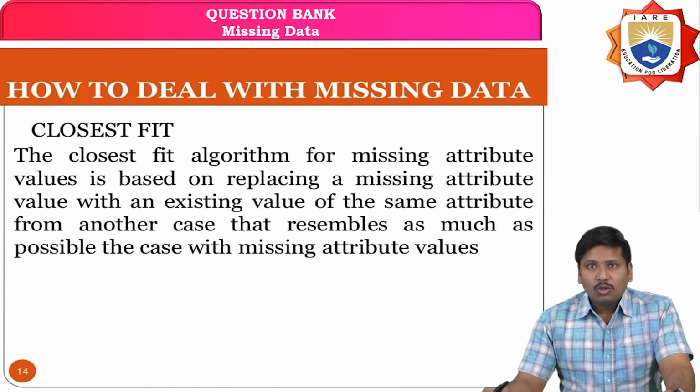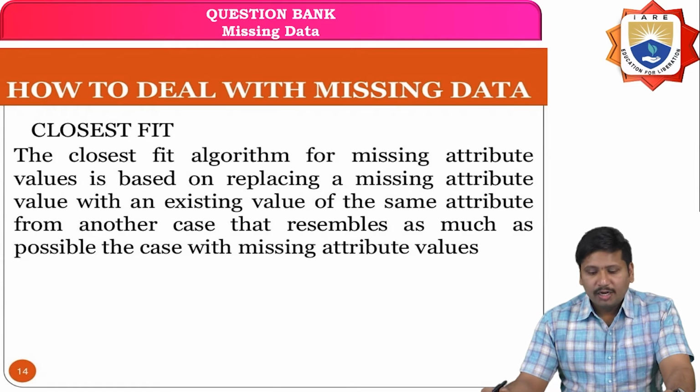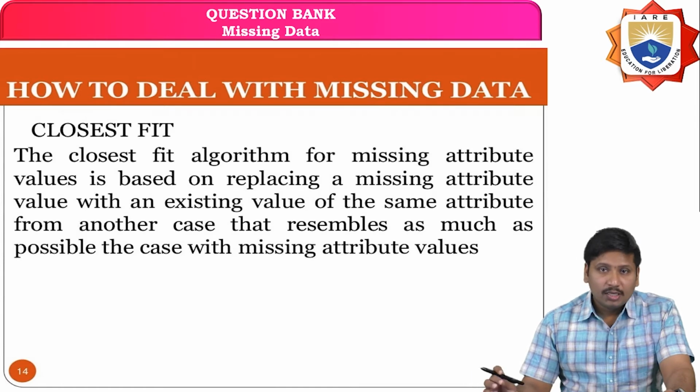Next one is the closest fit algorithm, another kind of method used for dealing with missing data. It is used for missing attribute values by replacing the missing attribute value with the existing value of the same attribute from another case, which resembles as much as possible the case with the missing attribute value. So the missing value is replaced with the existing value of the same attribute from another set.